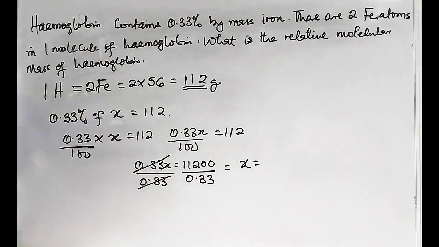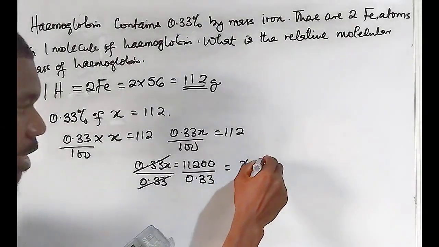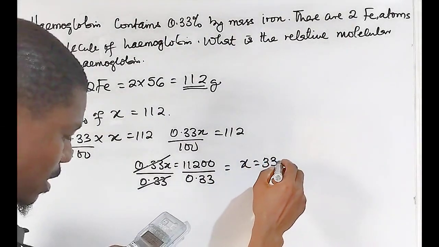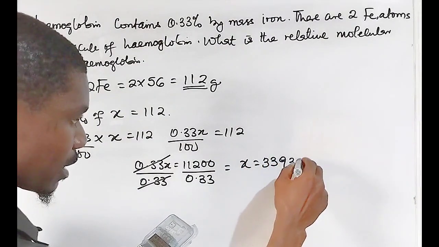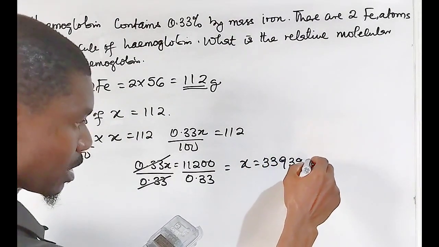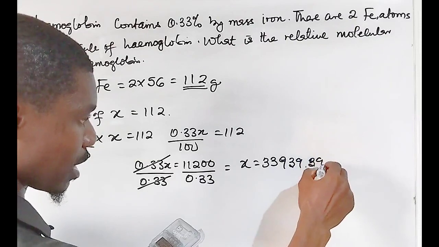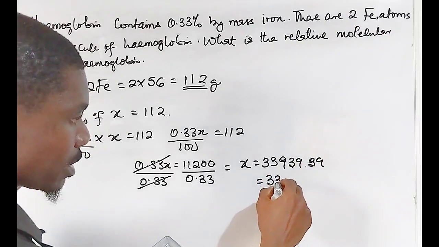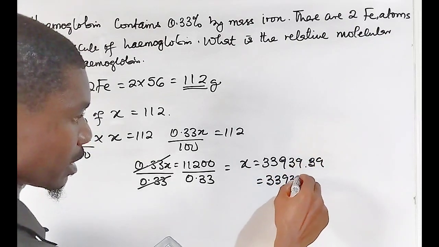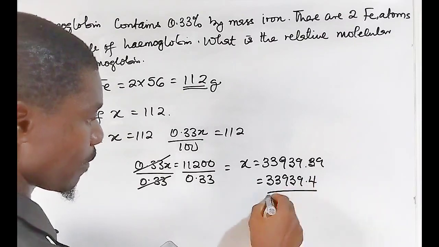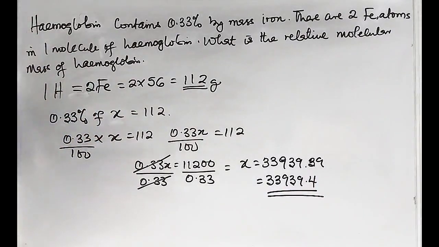Now we are left with x equals, now punching our calculator here, so here we have 33939.39, which is 33939.4 approximately. Okay, and that is the relative molecular mass of hemoglobin.